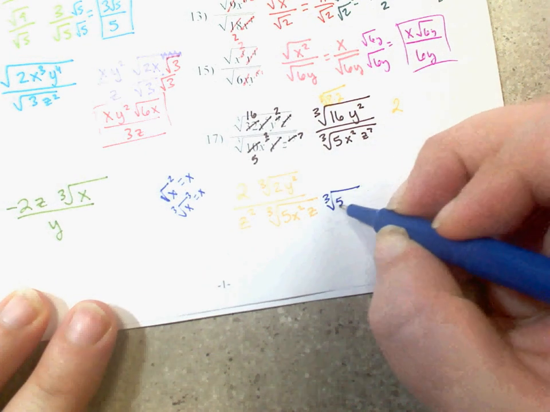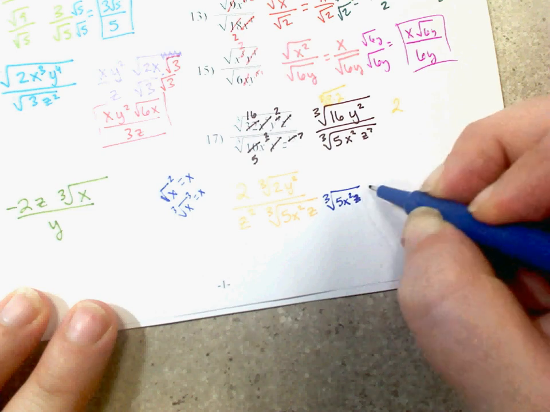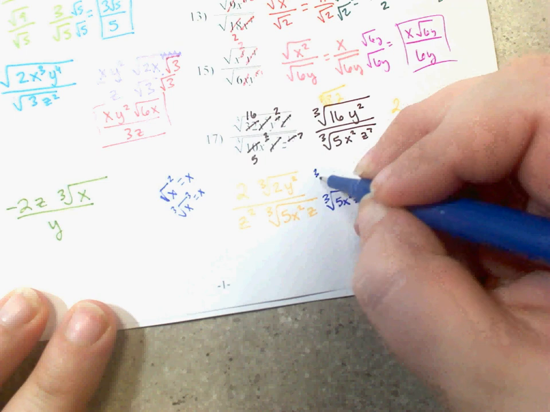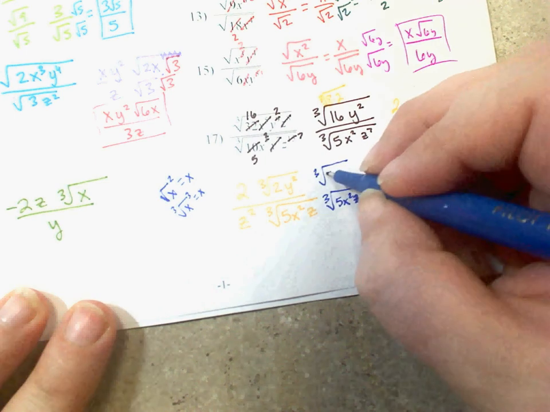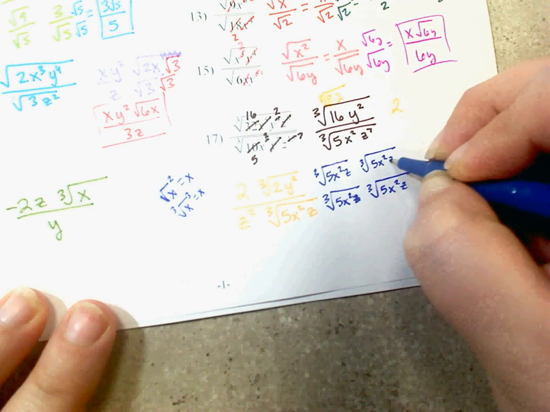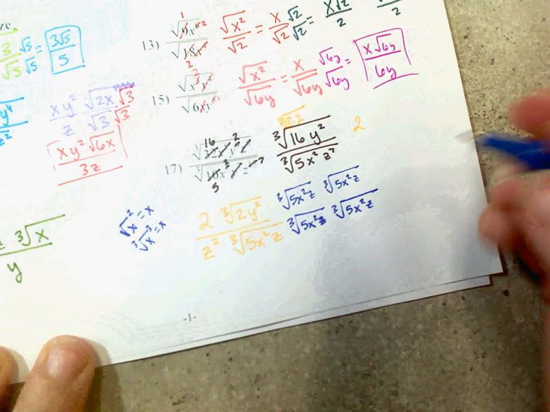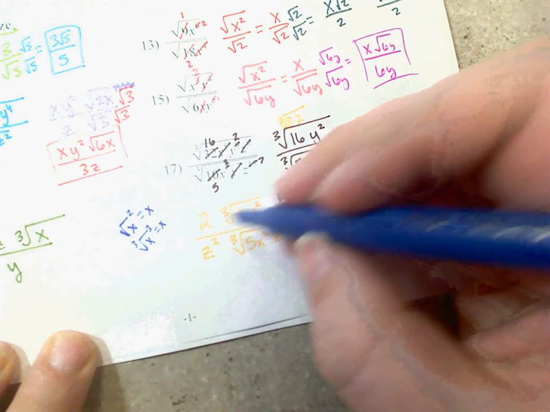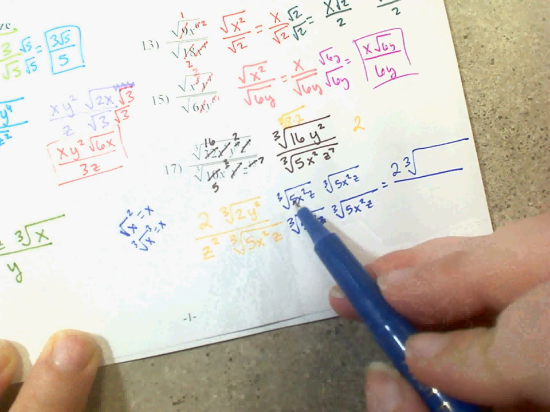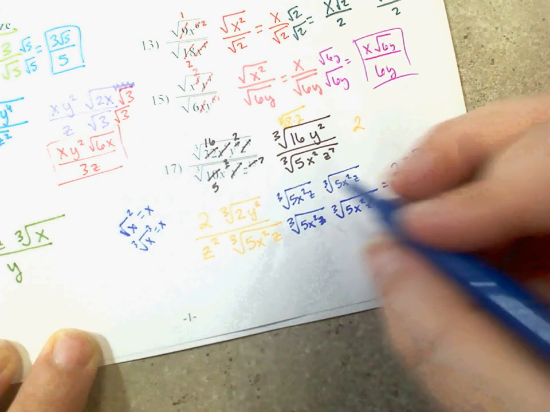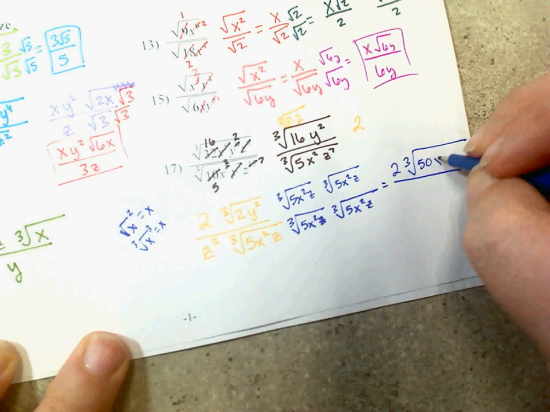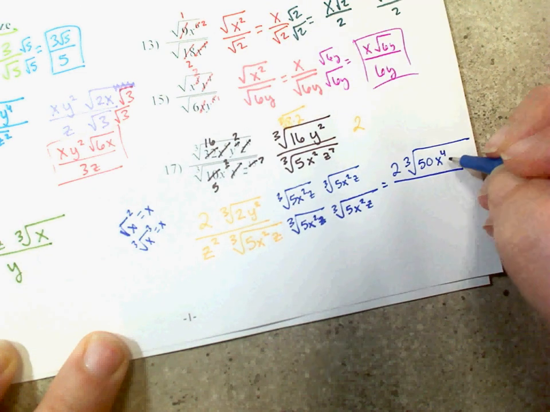So I've got the cubed root of 5x squared z times the cubed root of 5x squared z. So my numerator simplifies to this. I've got 2 on the outside, and then I've got a cubed root of, and I'm going to multiply it all together. 2 times 5, which is 50. I've got 2x squared, so that's x to the 4th. I've got y squared, and then I've got z times z, which is z squared. So far that's my numerator.